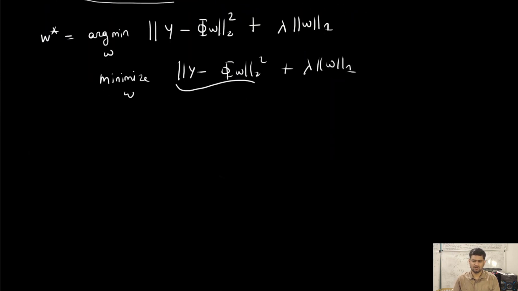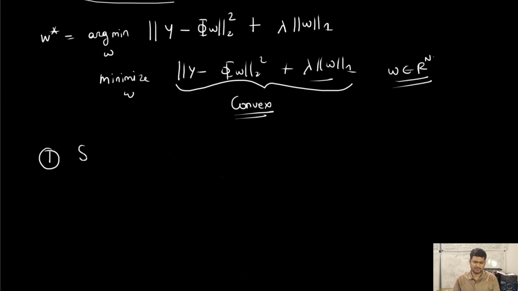Now we understand that this objective function is convex, since any norm is convex, so this is the sum of convex functions. And the domain of this function is W, the entire n-dimensional real space. So this is a convex optimization problem, and there are various algorithms. Number one, we can use, for example, a normal subgradient descent algorithm.